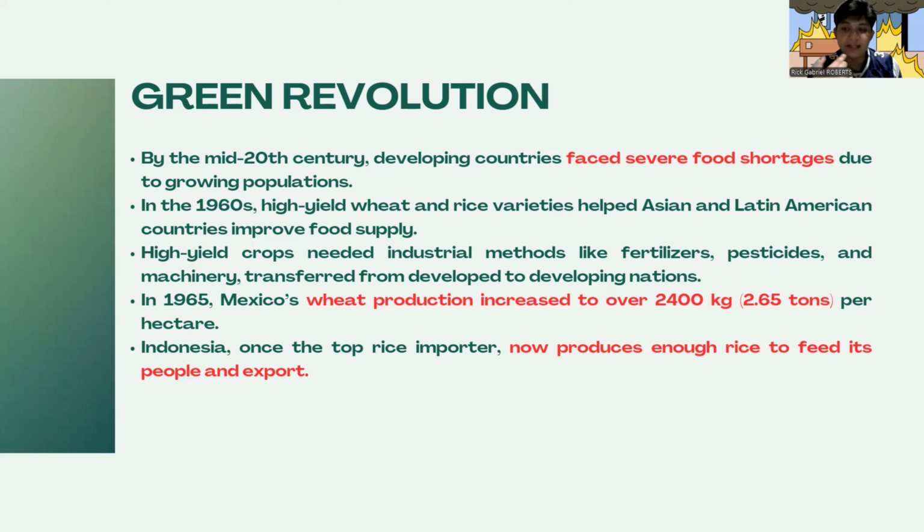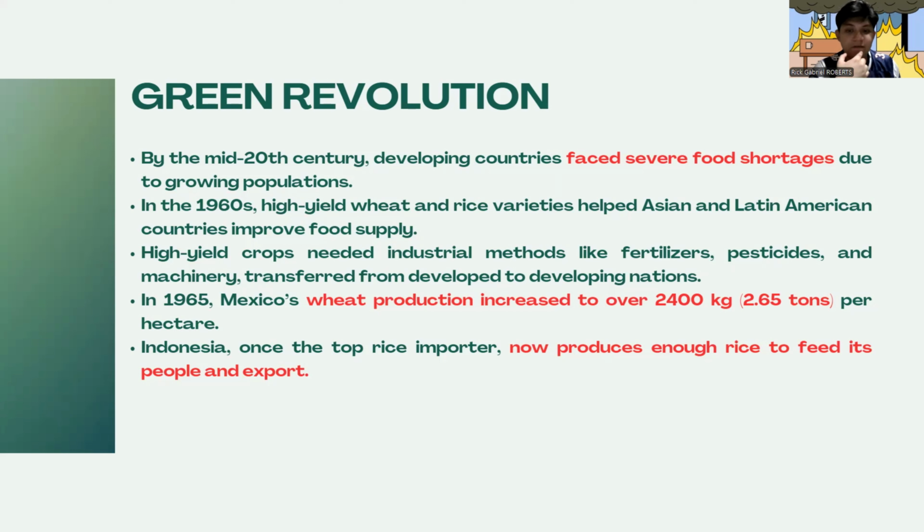However, these high yield crops needed modern farming methods to grow properly. So farmers had to use, for one, chemical fertilizers. These give the plants enough nutrients to grow well. Two, pesticides to protect crops from insects and diseases. Three, machineries or machines like tractors and harvesters to plant and collect crops faster and more efficiently.